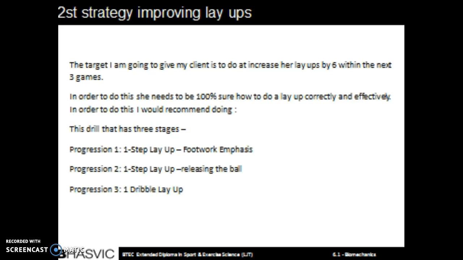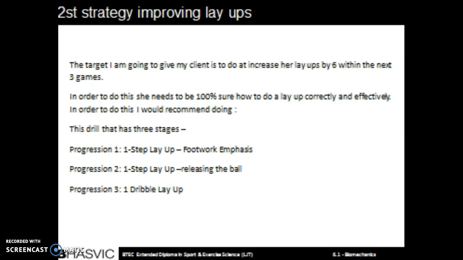The second strategy would be to improve your layups. So the target that I'm going to give you is to increase layups by 6 within your next 3 games. In order to do this, we'll also need to make sure that you know how to do it correctly and effectively. So I could recommend this drill that we could do together, which would be in 3 stages to help you break it down and make sure you can get it as good as possible.